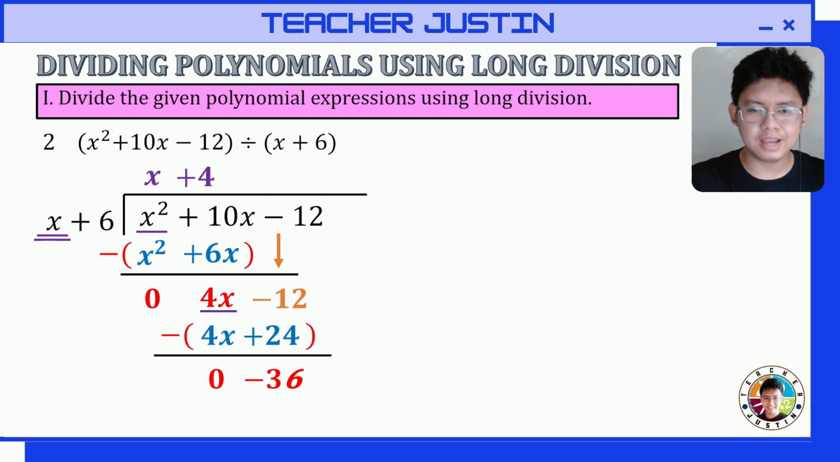Tapos, since wala na tayong mabibring down, we will now write our final answer. So, let's write our final answer. Yung quotient muna, x plus 4. Then, let's add our remainder.